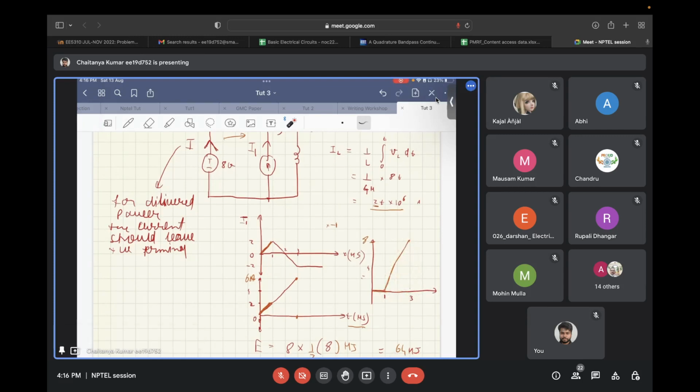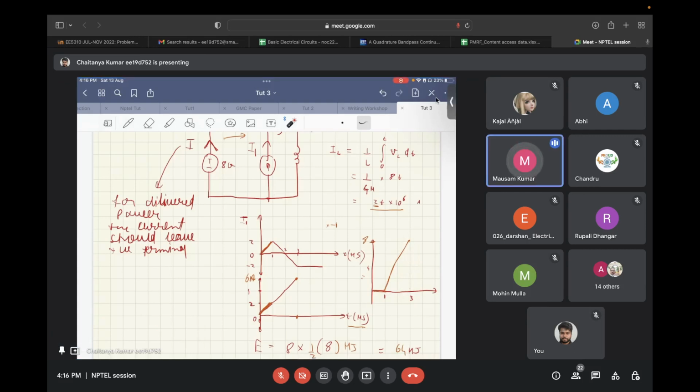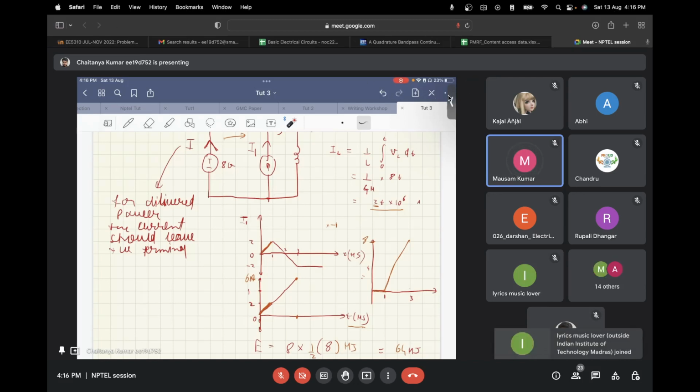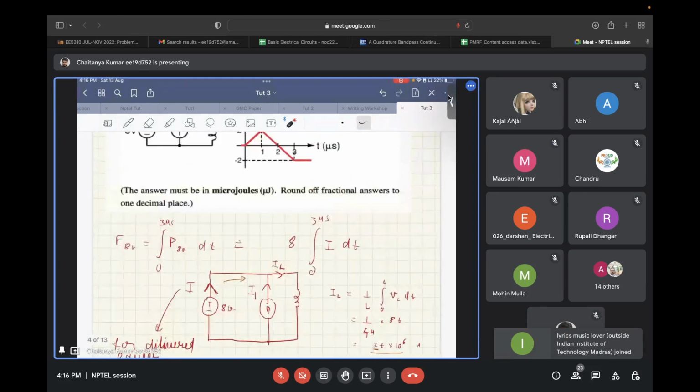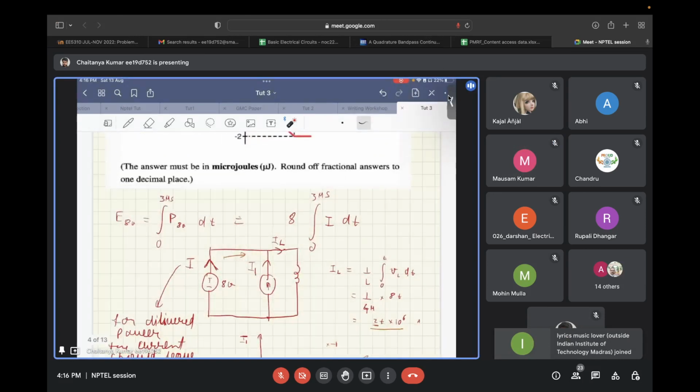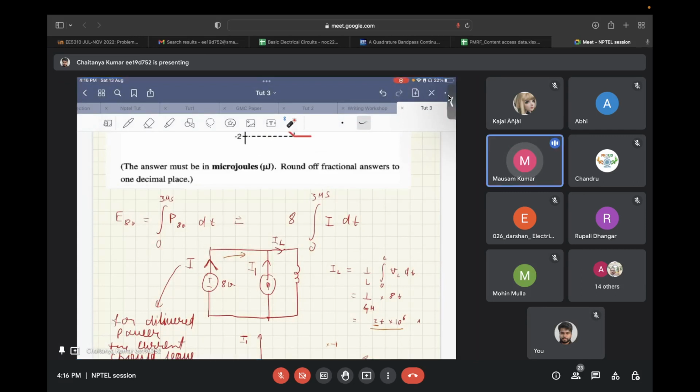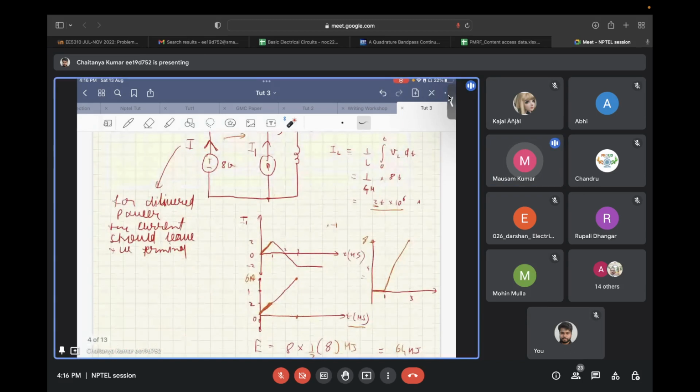Any doubt in this? Sir, one more time repeat it. Okay. Can you please explain what part you were not able to understand, Mosam? Sir, the graph. Okay, the graph part.